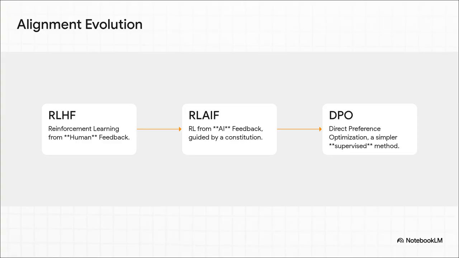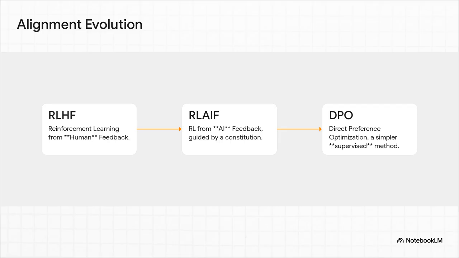The alignment process itself has evolved incredibly quickly. The first big technique was reinforcement learning from human feedback, or RLHF. This is where you have actual humans rank different model outputs, which then trains a little reward model that you use to fine-tune the main LLM. But as you can imagine, that's slow and really expensive.